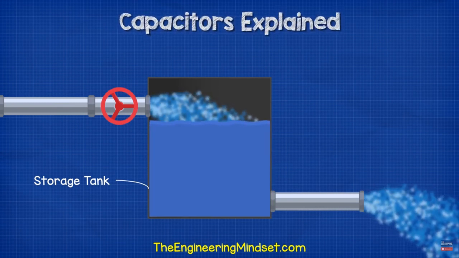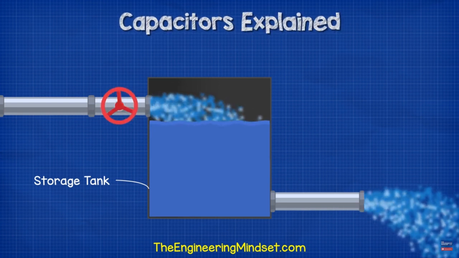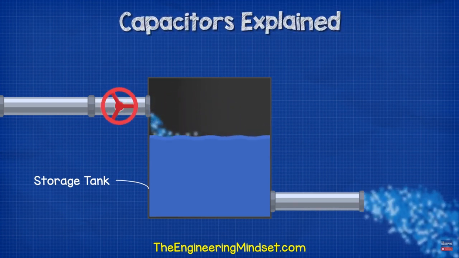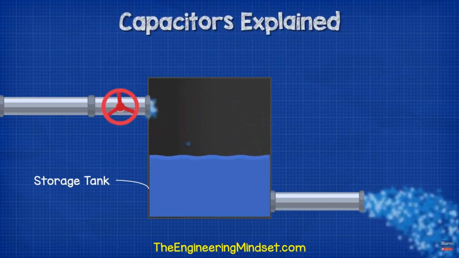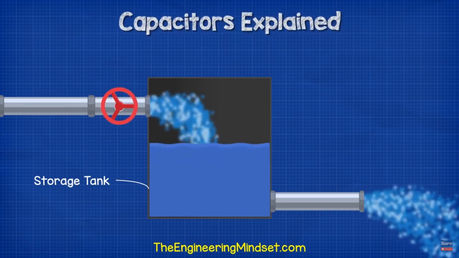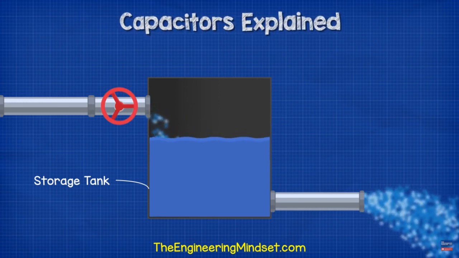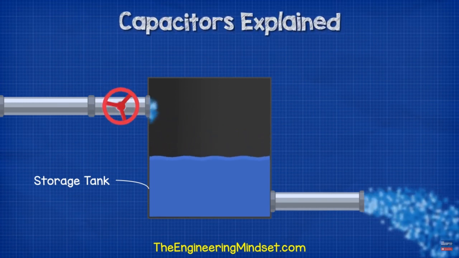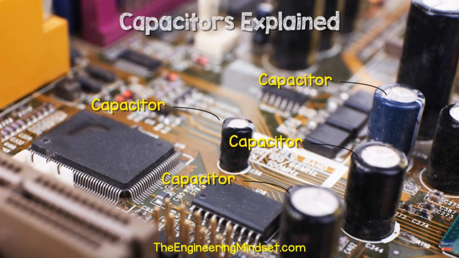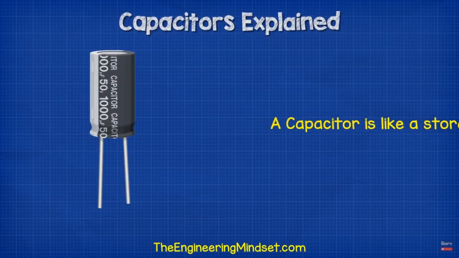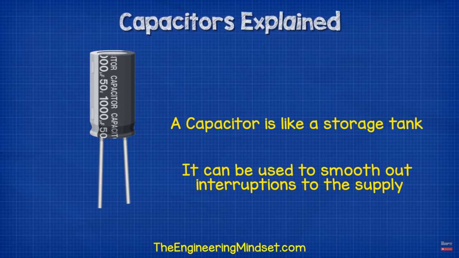Once the tank is filled again, we can open and close the valve as many times as we like. As long as we do not completely empty the tank, we will get an uninterrupted supply of water out of the end of the pipe. So we can use a water tank to store water and smooth out interruptions to the supply. In electrical circuits, the capacitor acts as the water tank and stores energy. It can release this to smooth out interruptions to the supply.